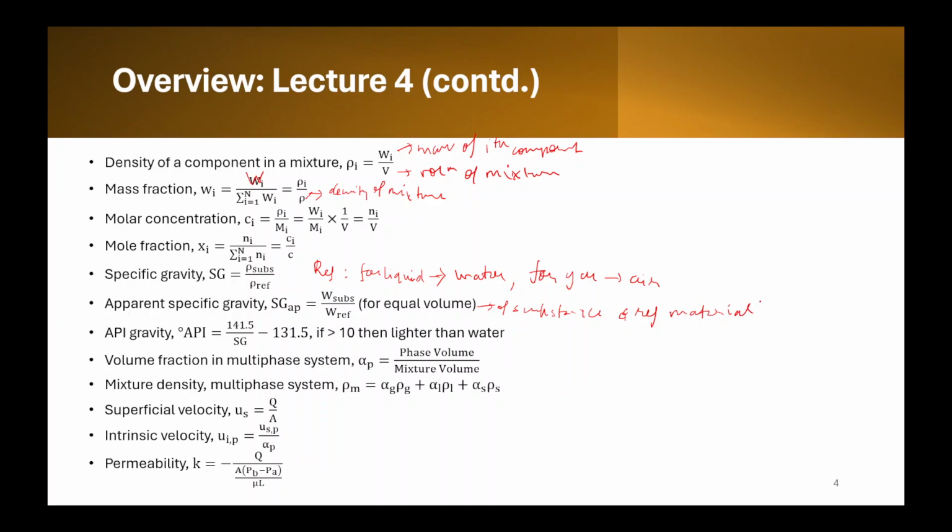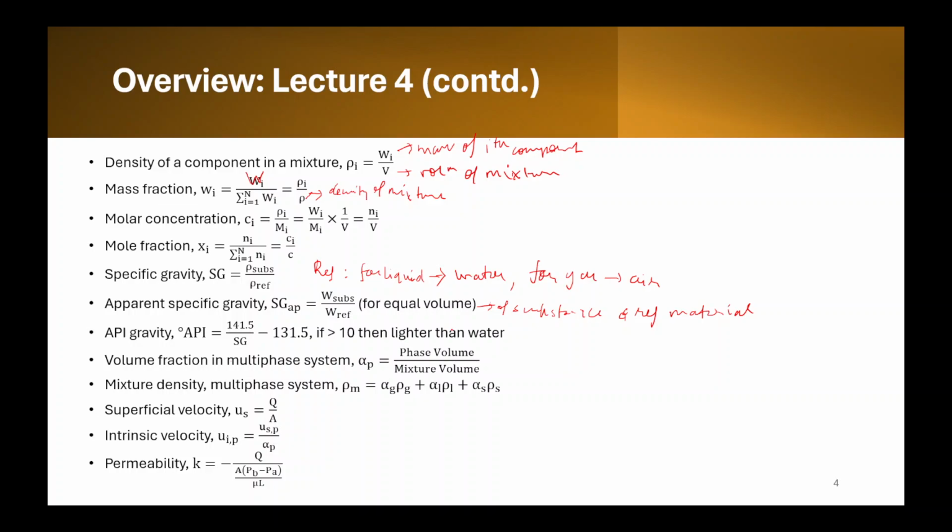Then the API gravity. So degree API and its relation with the specific gravity is given here. So the API is basically American Petroleum Index, and it tells us if a hydrocarbon or a petroleum compound is either lighter than water or heavier than water. So if this API comes out to be greater than 10, so that material is considered as lighter than water.